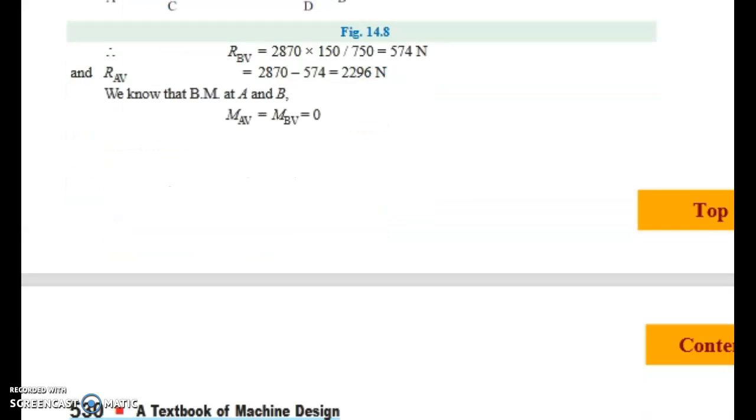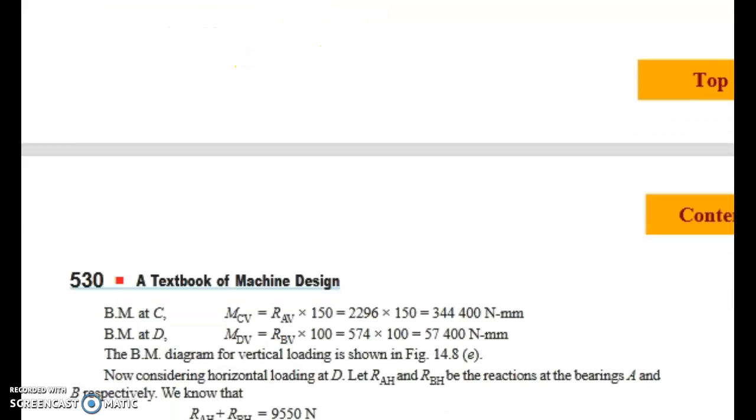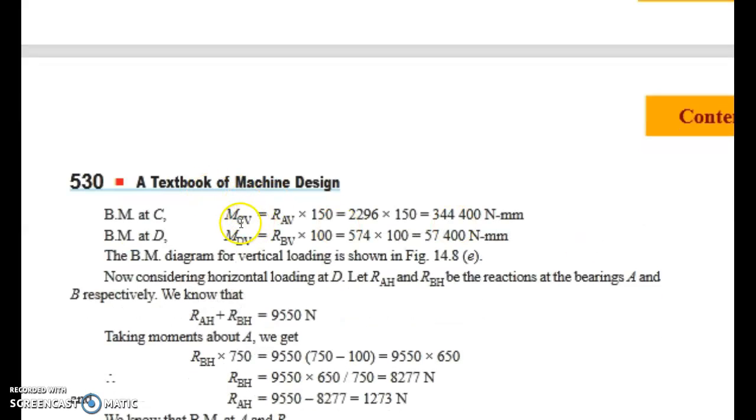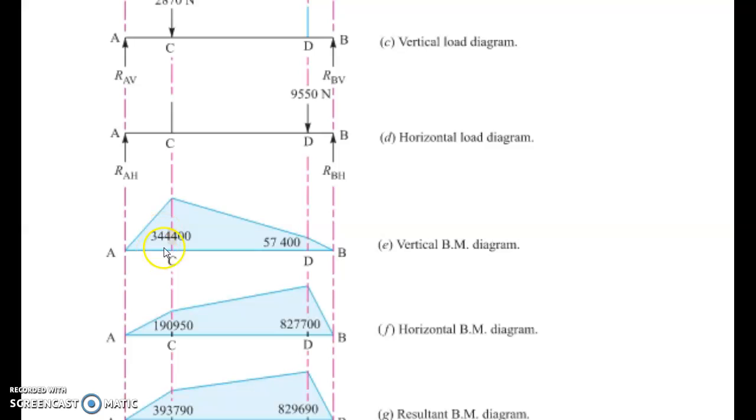Now taking the moment about A and B. Is there any moment at A and B? No. In the vertical direction there is no moment at point A and B. Now we can go for the moment at point C. What is the value? MC is equal to RAV into 150, that is equal to 2296 into 150. We will get that value. Similarly, we can find the bending moment at point D in the vertical direction. That value is RBV into the perpendicular distance, that is RBV into 100. So we will get two values, at points C and D. We can draw the vertical bending moment diagram like this.